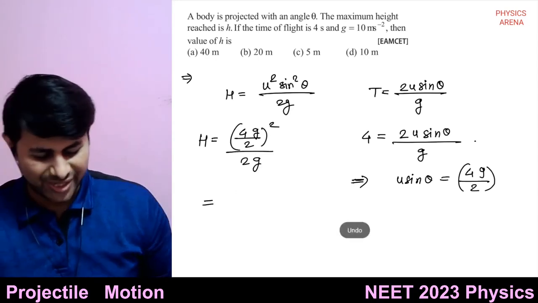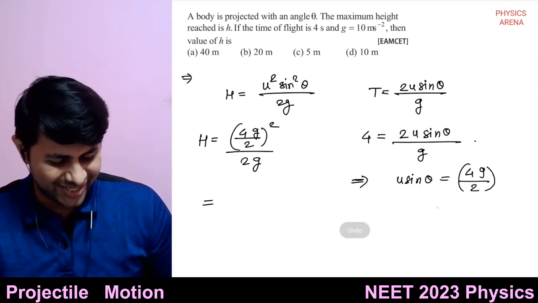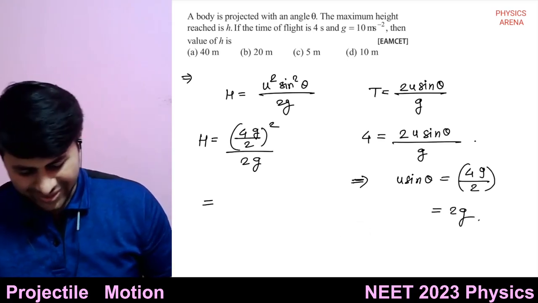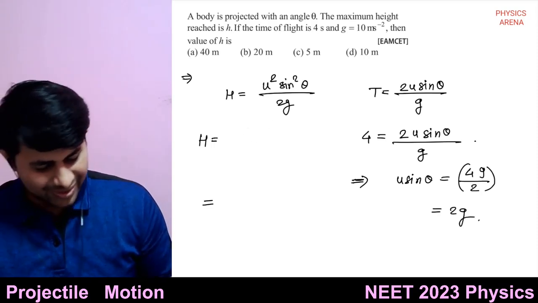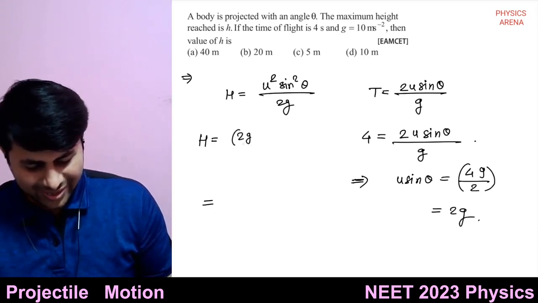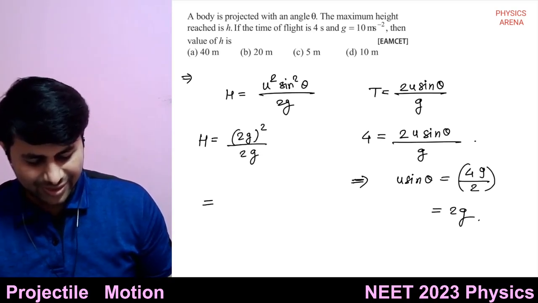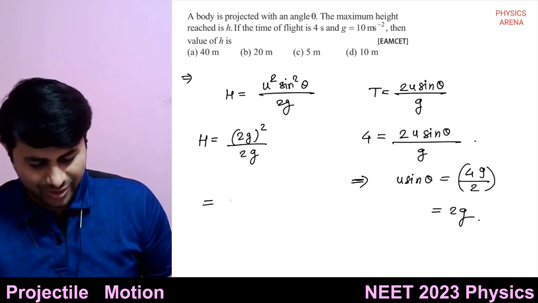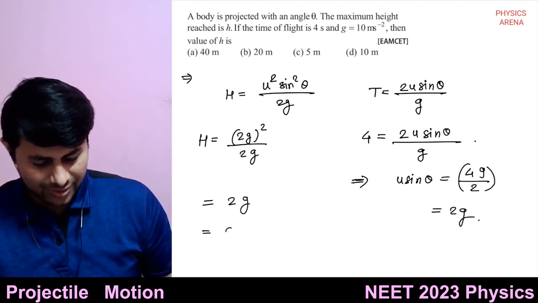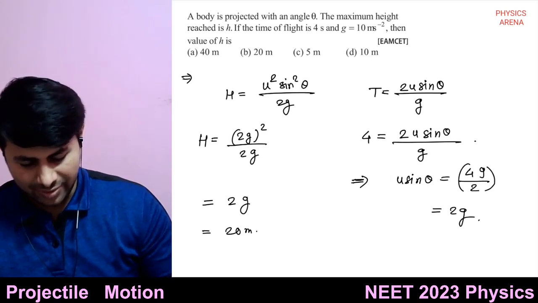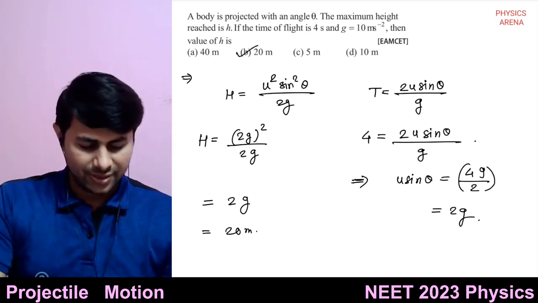4g divided by 2 is 2g only, right? So it is 2g square. 2g square divided by 2g is 2g only, 2 times g. So how much? 20 meters. 20 meters is the answer. Simple.